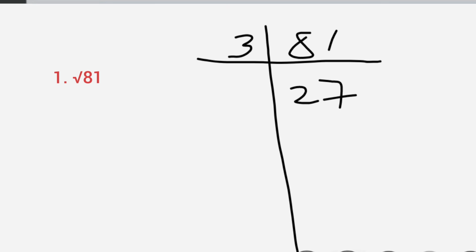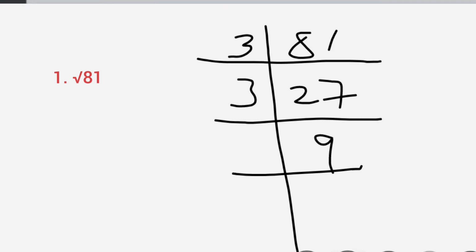So we have 27. And again, the smallest prime number that we can divide 27 by is 3. And what's 27 divided by 3? That's 9. Again, we are going to divide this 9 by 3. And now that will give us 3. Again, we are going to divide this 3 by 3. And that will give us 1. And that's exactly where you're going to stop.